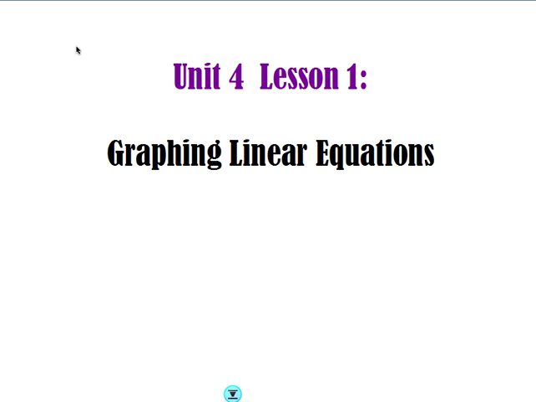Hello, we're back with our new lesson, Unit 4, and this is Lesson 1, which will be on graphing linear equations. Now, this lesson starts our unit on linear equations. For the next several years of your math career, you will be graphing very different types of equations. Some will look very different. It could be a straight line, it could be a curved line, it could be any type of line.